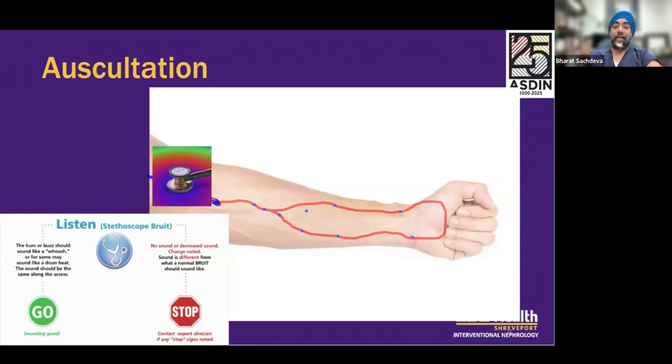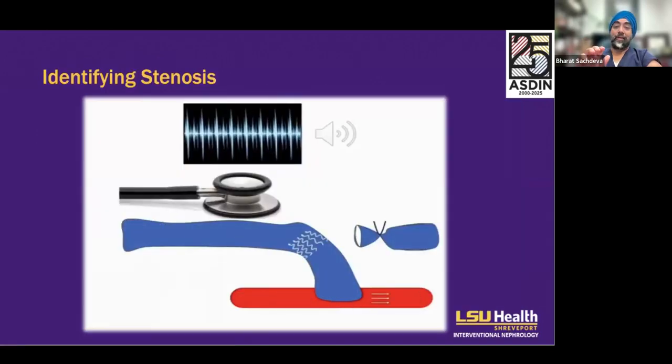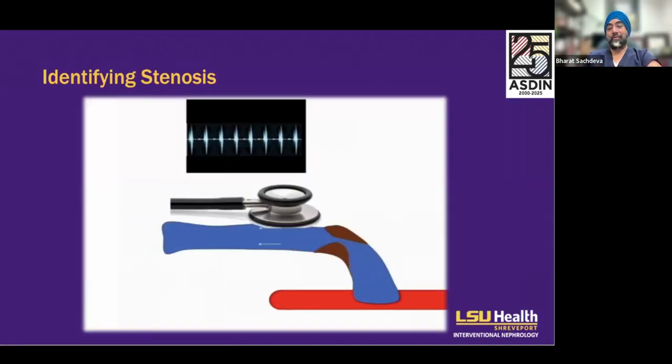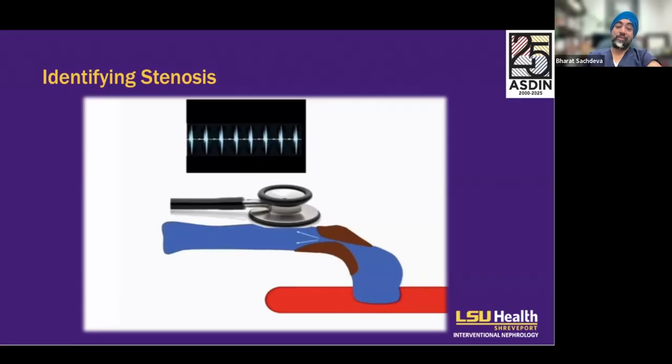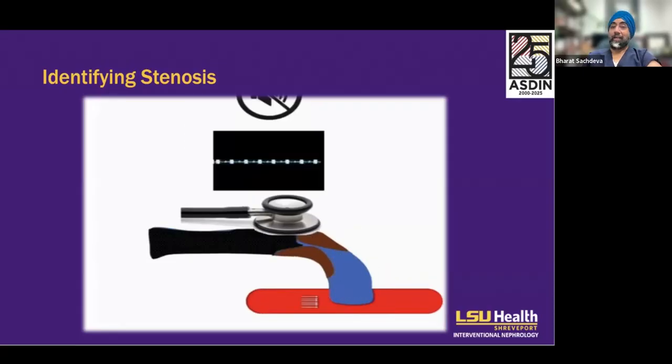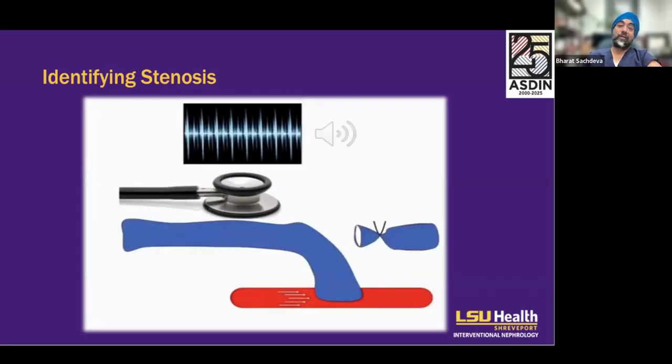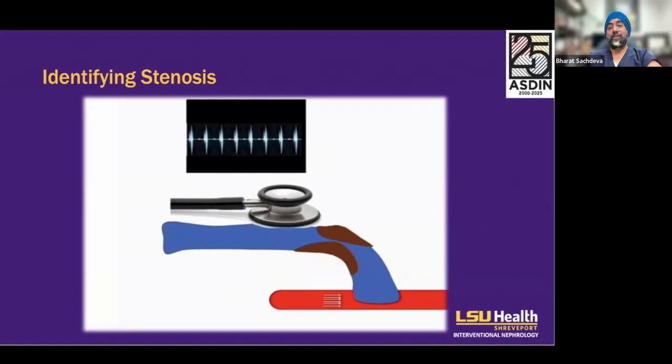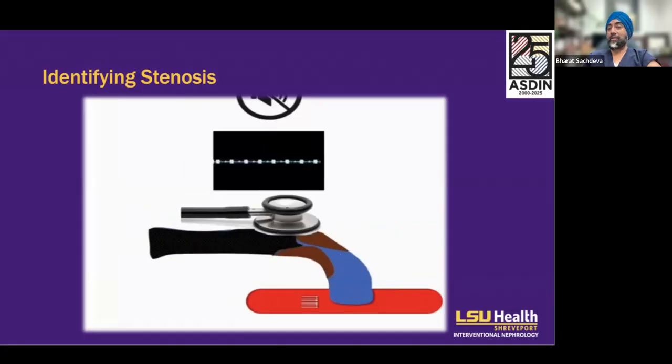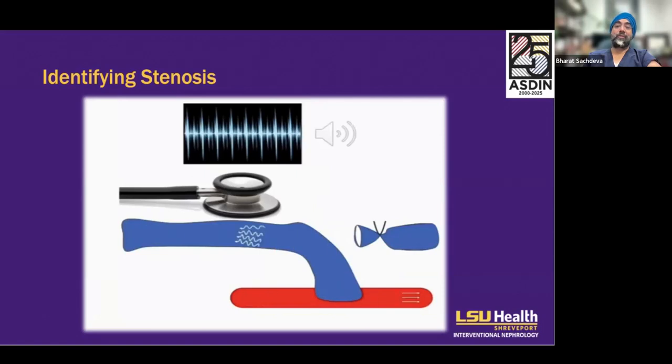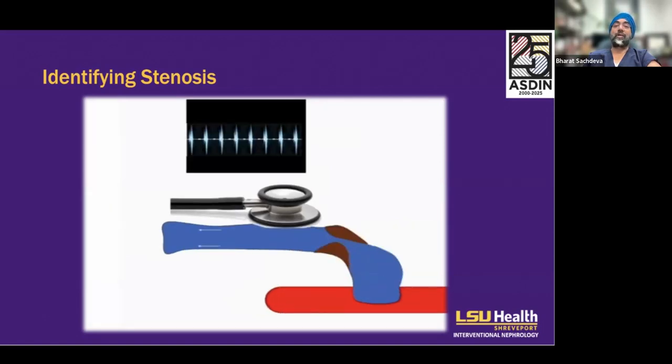Normal fistula: good sound, good flow. With a stenosis, the sound is fading, intermittent, systolic predominant, and now there is no sound at all, even though there may be a strong pulse. No sound means the fistula may have clotted.